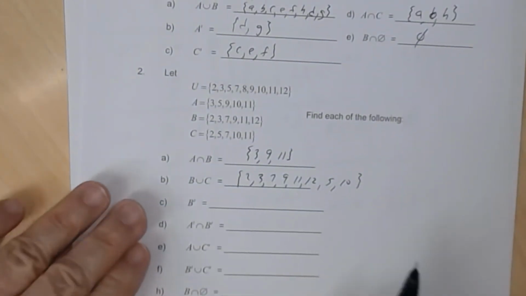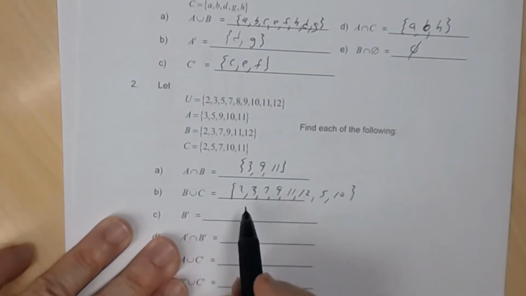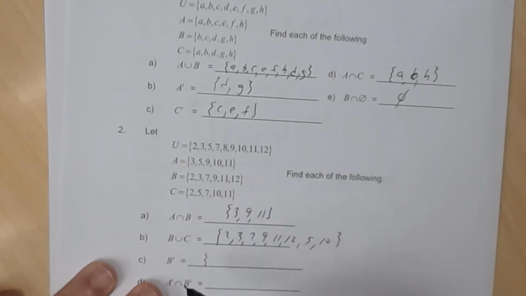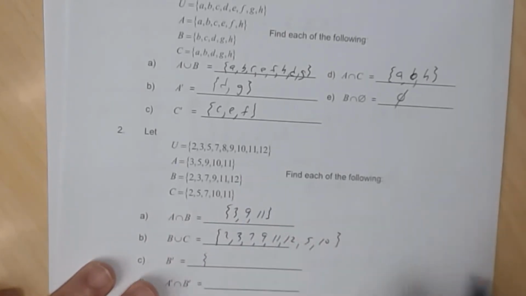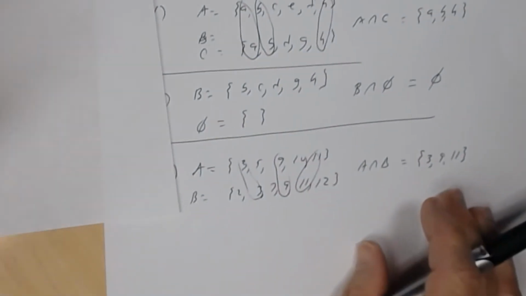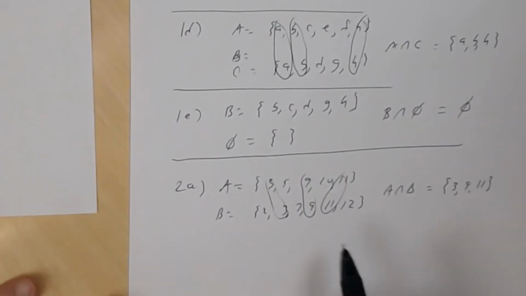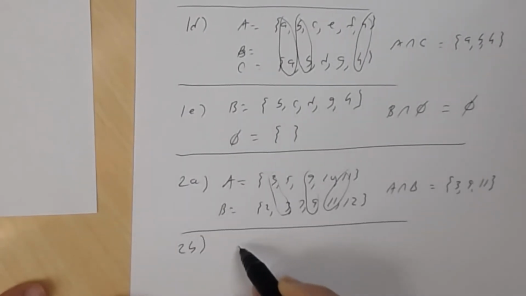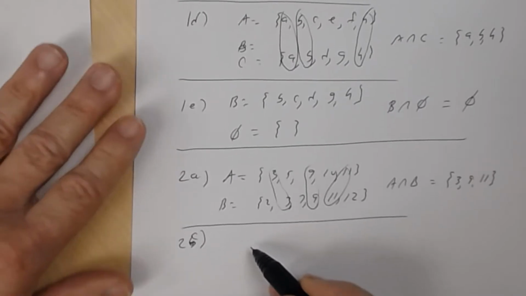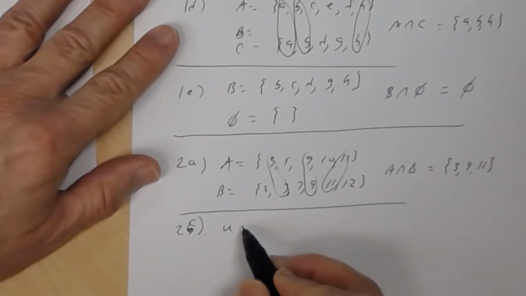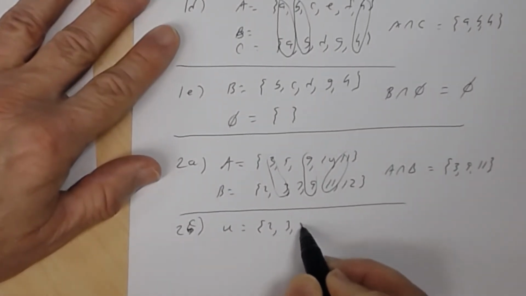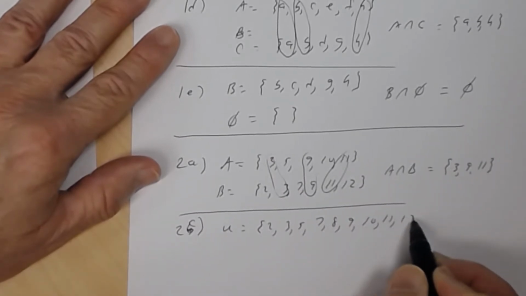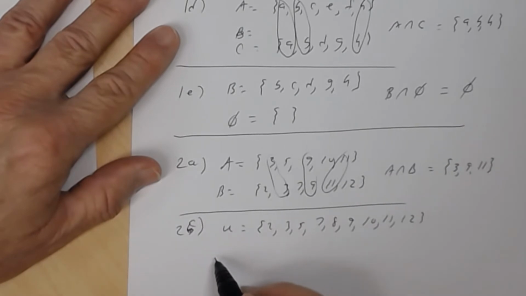Okay, B complement. B complement means the set of all elements in the universal set minus the elements that were in B. So what I would do, just like I did with these, is list the universal set again. That's going to be 2C. So here's my universal set: 2, 3, 5, 7, 8, 9, 10, 11, 12. And then here's B.